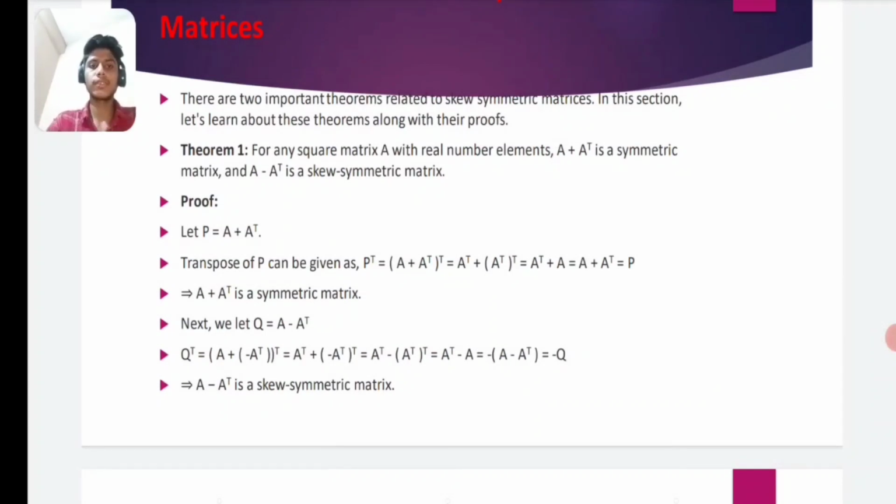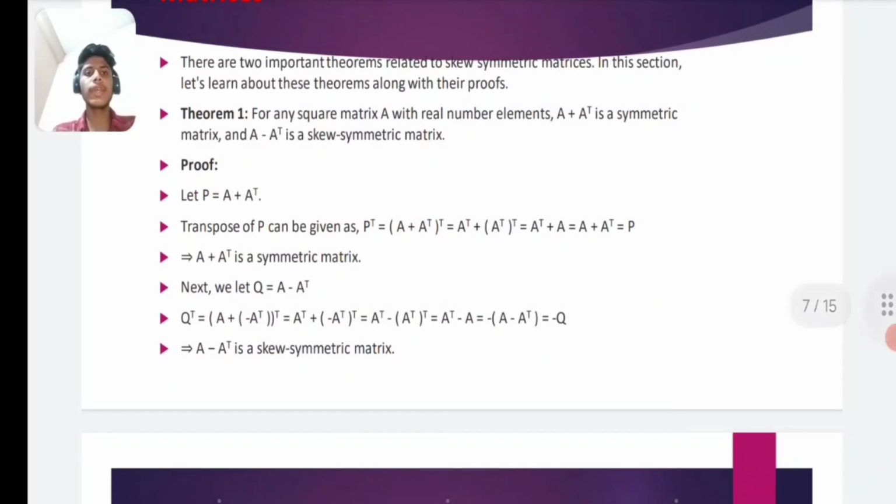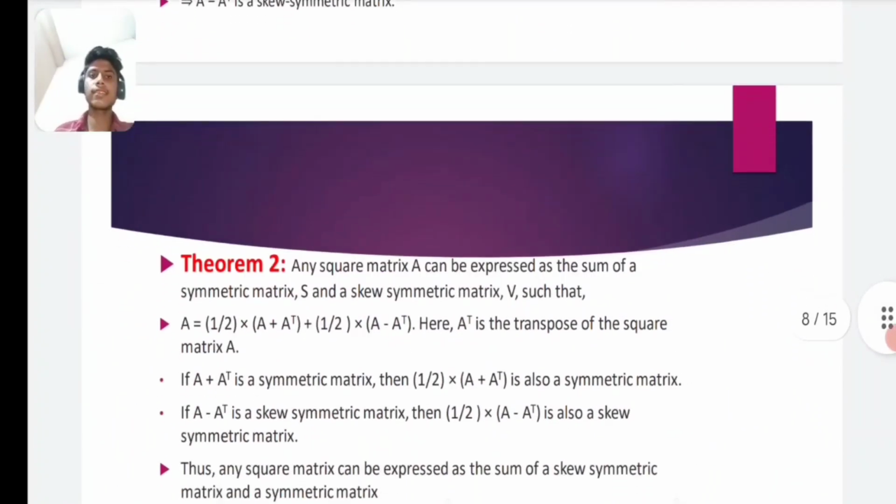So let's assume Q equal to A minus A transpose. Q transpose is equal to (A plus minus A transpose) whole transpose, which is equal to A transpose plus minus of (A transpose) whole transpose, which is equal to minus of (A minus A transpose), which is equal to minus Q. So A minus A transpose is a skew symmetric matrix.